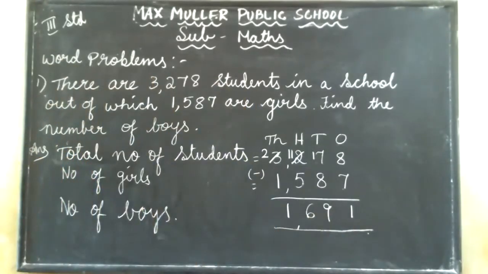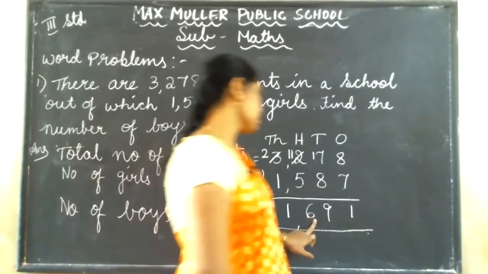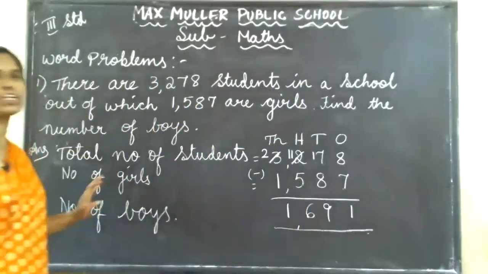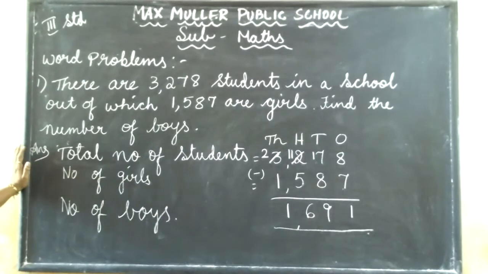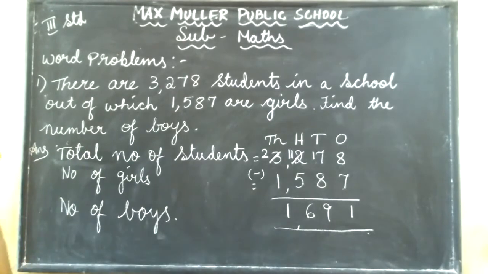So the answer is 1691. Number of boys are 1691. You can copy down in your rough notebook. Already I have given in the notes. Yes or no? If you have not copied, copy it in your rough notebook. Do it fast.